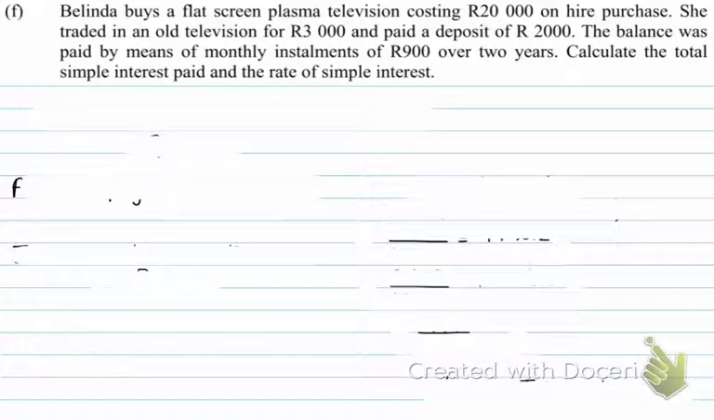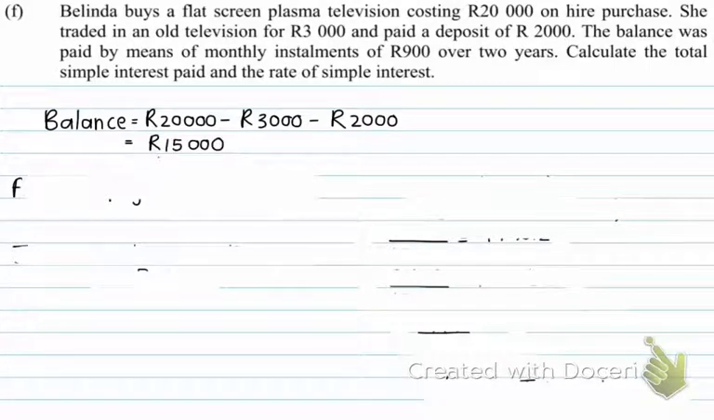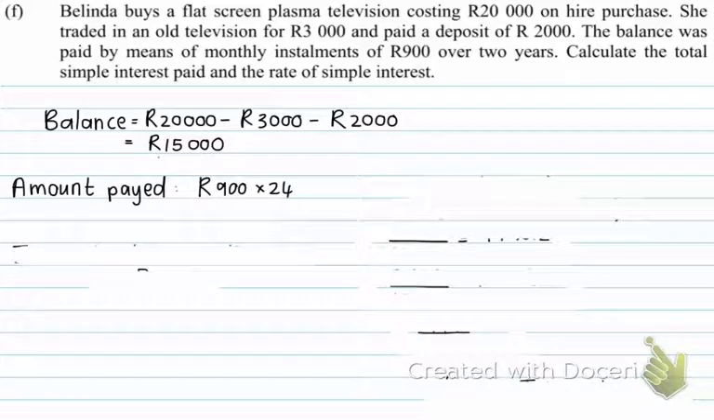Again, 2 questions. Right, first let's see what the balance was. The television cost 20,000 Rand, but she traded in an old television of 3,000 Rand and she paid a deposit of 2,000 Rand. Therefore, the balance will be 15,000 Rand. Furthermore, she is going to pay 900 Rand every month over 2 years. So the amount that she will be paying after those 2 years would be the 900 times the 24 months, because there are 24 months in 2 years, and that gives you an amount of 21,600 Rand.